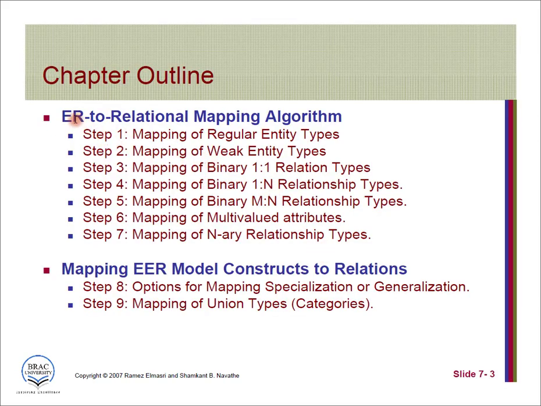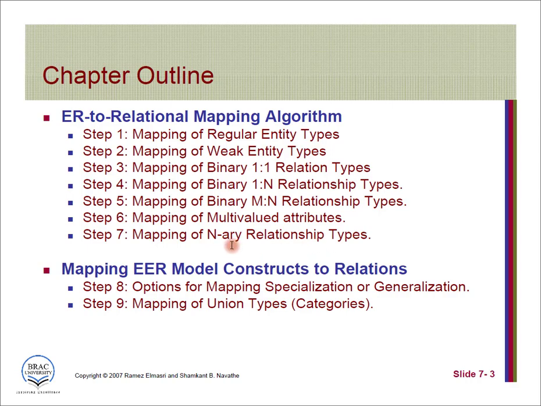While converting from ER to relational mapping, or ER to schema, we will follow these steps. First, we will see how you can map the regular entity in the ER diagram. Then we will discuss mapping of weak entities, then different types of relationships, for example one-to-one, one-to-many, and many-to-many. And then we will see how you can map multi-valued attributes in a schema, and at last we will see the mapping of N-ary relationships in the schema.